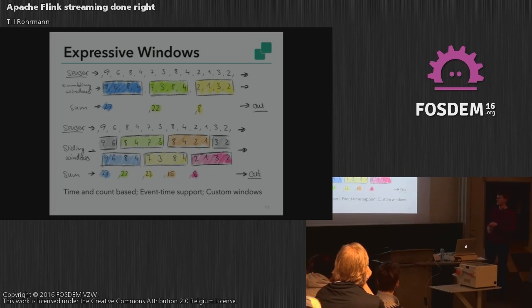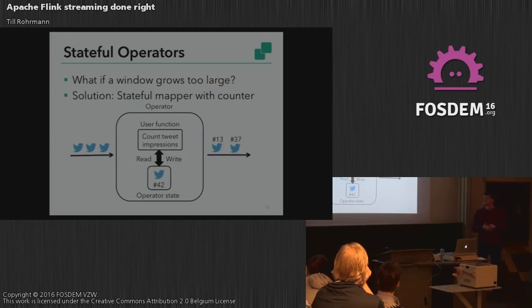And if the windows, like the tumbling and the sliding window, which are supported natively by Flink, aren't enough for your use case, you can also use a custom window with the evictor and trigger model. That's not a big deal. Okay, so far so good.